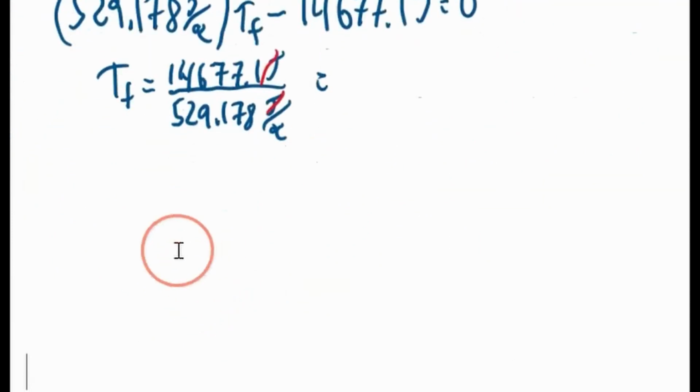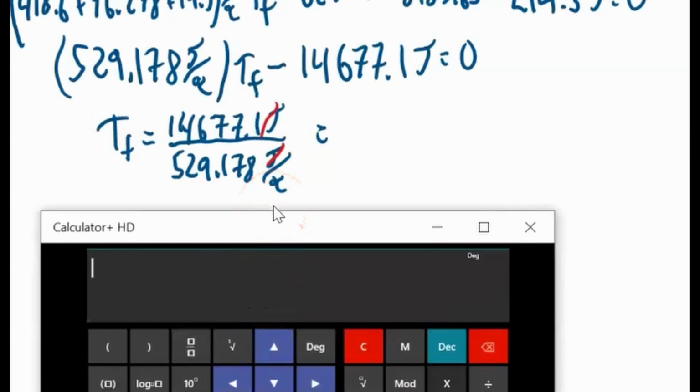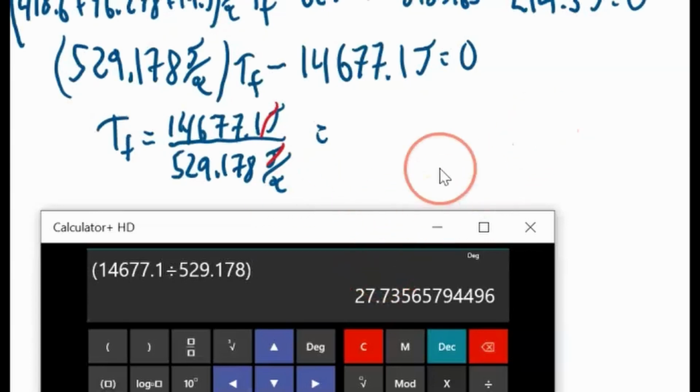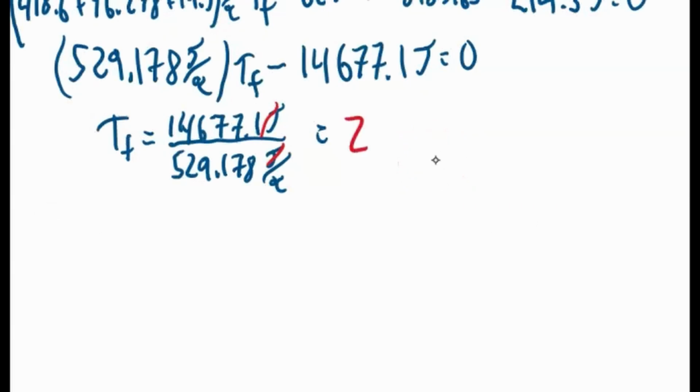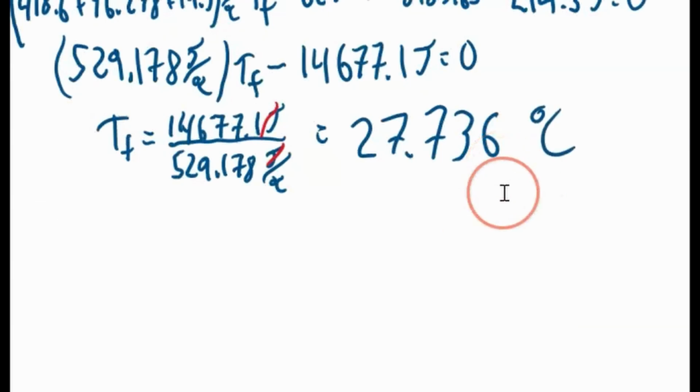Okay, so we'll move that down, give us some more room. I'm always solving problems. I got the next one ready. Anyways, 14677.1 divided by 529.178 is 27.736. We'll round that to 27.7 degrees Celsius.